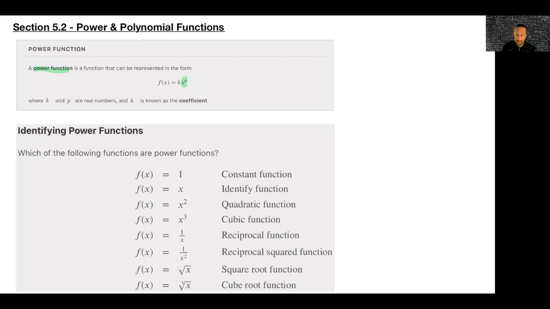Do not get that confused with when we have a function where it's some base to a power of x. That is what is called an exponential function, when our x is up in the exponent. So make sure that you know the difference between an exponential function and what we are now calling a power function. All right, well then, what kind of functions are labeled as power functions?